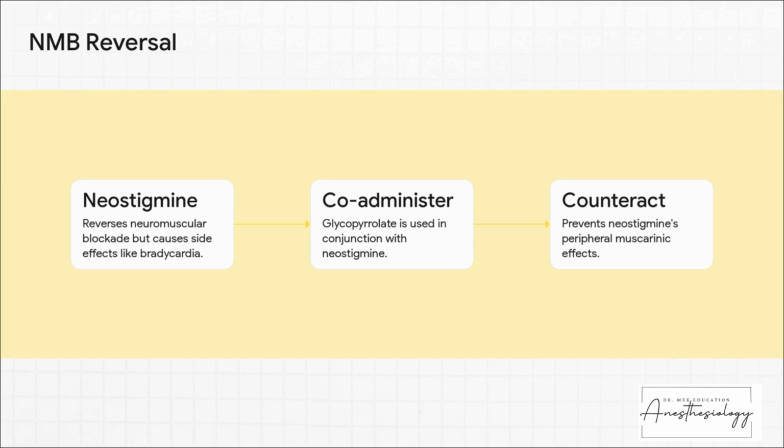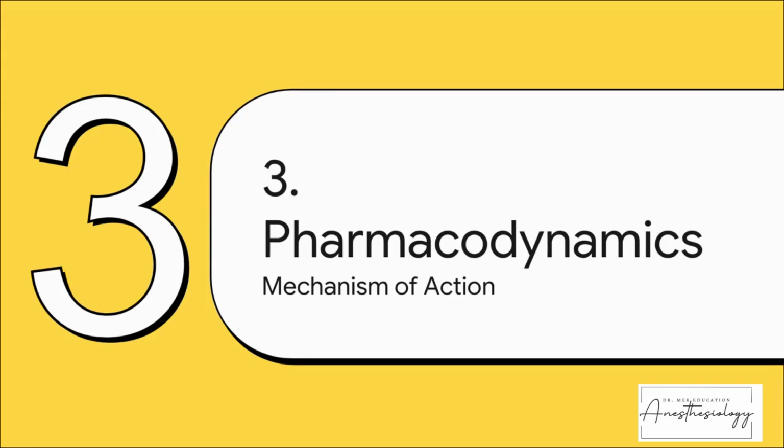When we give neostigmine, we know it's going to cause some significant muscarinic side effects, most notably bradycardia. By co-administering glycopyrrolate, we can selectively block those unwanted peripheral effects without introducing any central nervous system impact. It truly is the ideal partner for neostigmine. So how does glycopyrrolate actually achieve all this? Let's take a quick look at its essential pharmacodynamics to understand the mechanism of action.